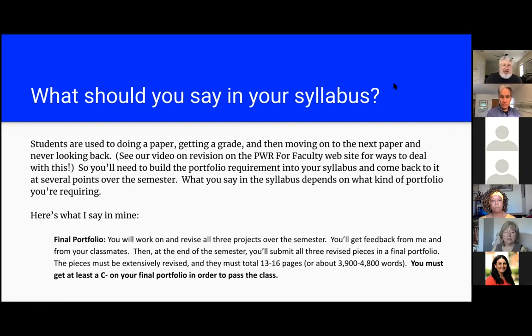And in my class, I have other things that pull their grade up. So I simply tell them, in spite of these other bonuses that pull their grade up, they can't get less than a C- on the portfolio in order to pass the class. And of course, they need to get at least a C in your class anyway to pass the class.